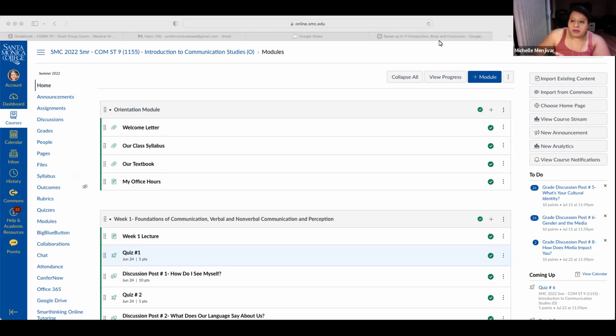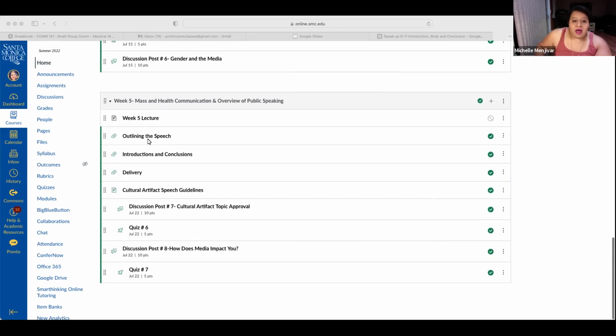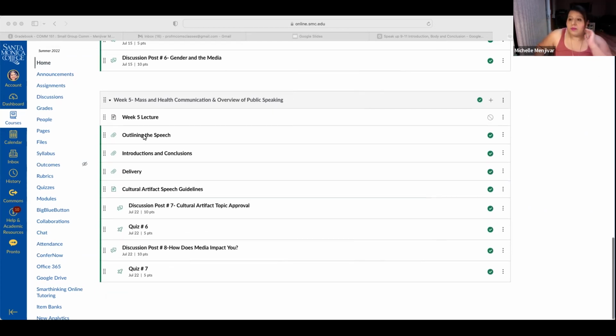What I wanted to go over is basically the assignments that are going to be coming up for this week. So as you can see for this week, you actually have 3 chapters that you have to read that are not part of the textbook, which are outlining the speech, introductions and conclusions, and delivery. For this particular chapter, what you're going to be doing is reading these chapters from a public speaking textbook, and then you are going to be answering discussion post number 7 based on that. So the reason why we have these extra readings is because our textbook doesn't have a section on public speaking. So I am kind of supplementing the information that we'll need for that section. So that's what those chapters are.